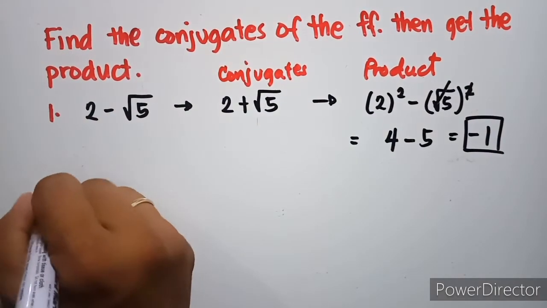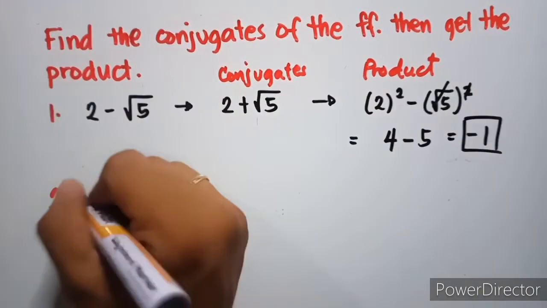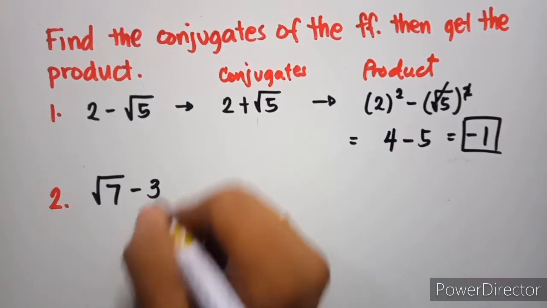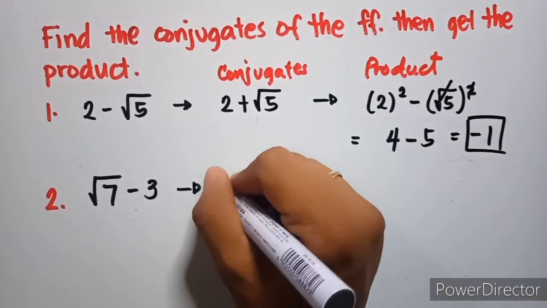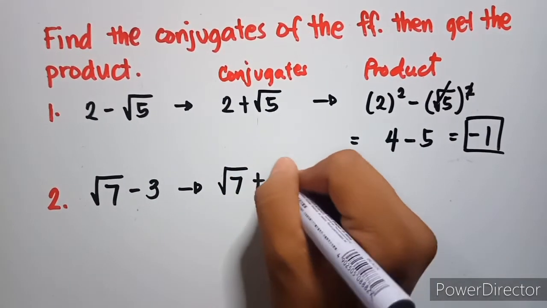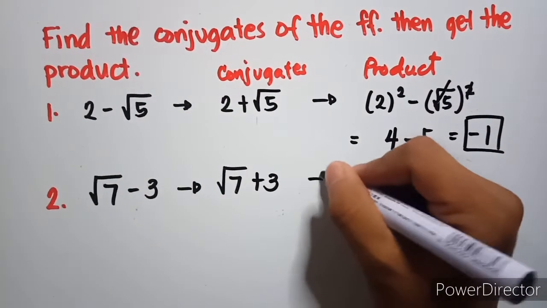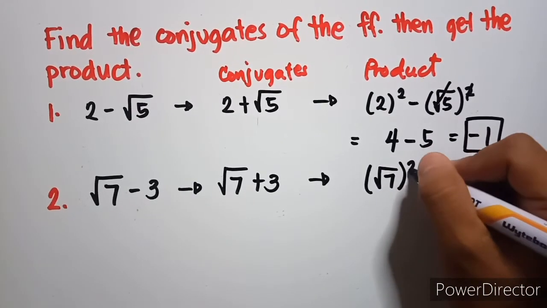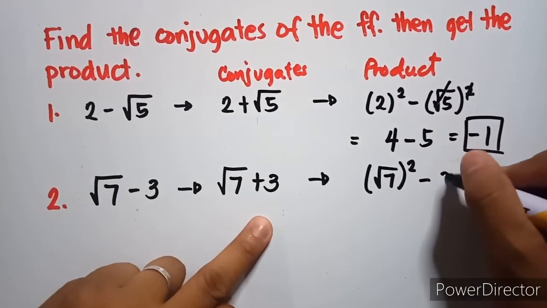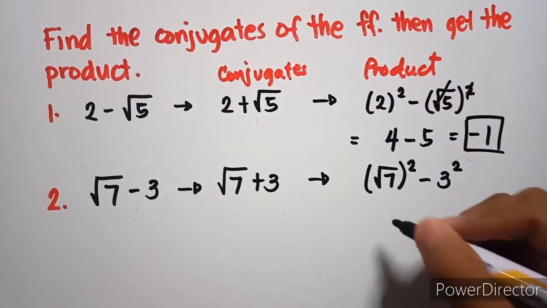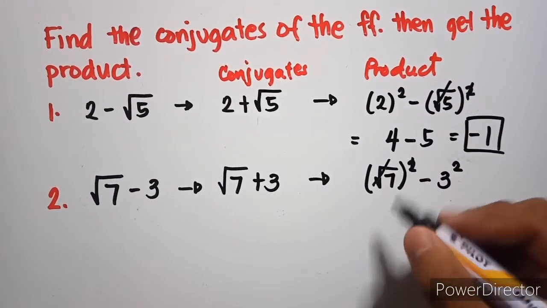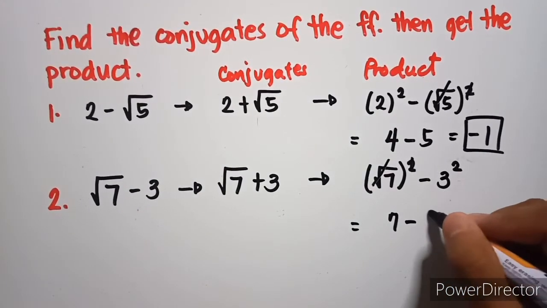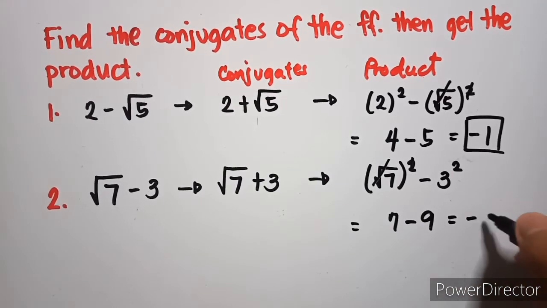Number 2, if we will have square root of 7 minus 3. So our conjugates will be square root of 7 plus 3. Then our product will be square root of 7, first term, minus the second term, 3 squared. So, cancel ang square root, tsaka squared. So, that is equal to 7 minus 3 squared is 9. So, 7 minus 9, the answer is negative 2.